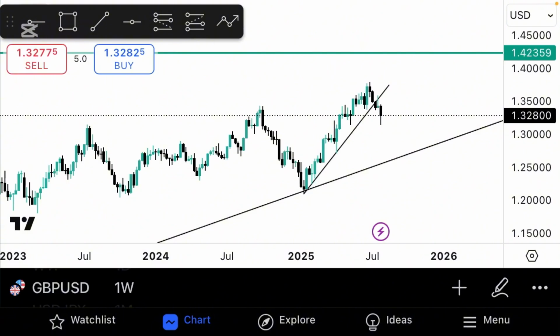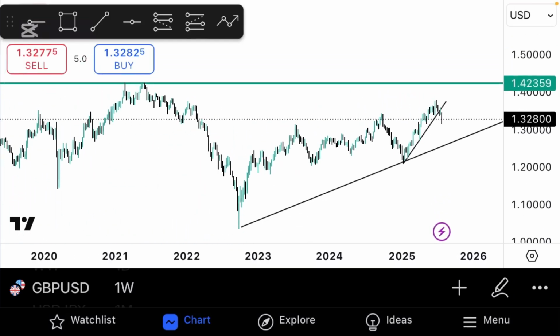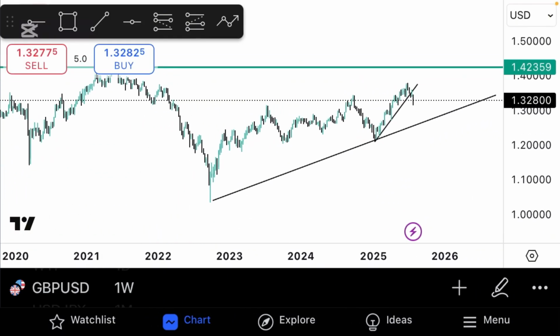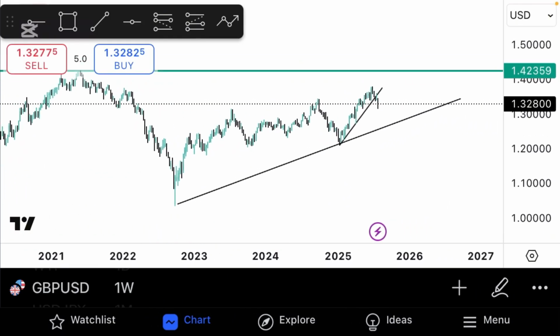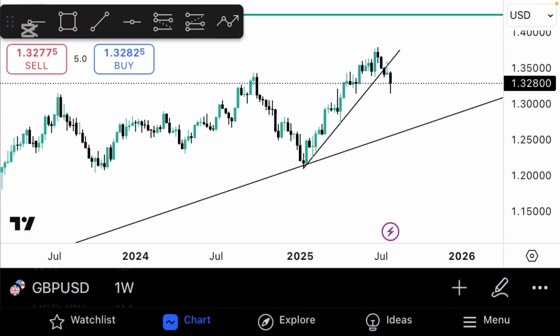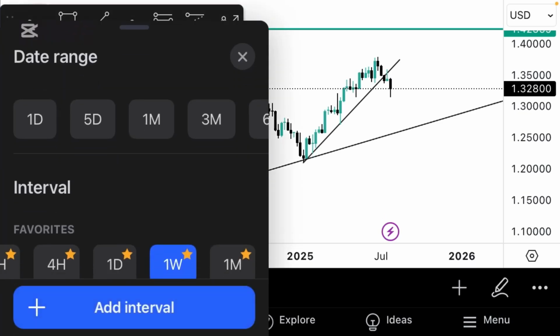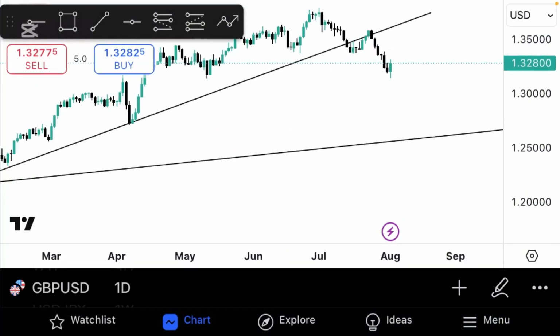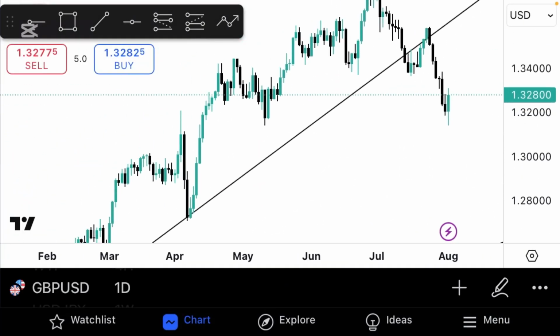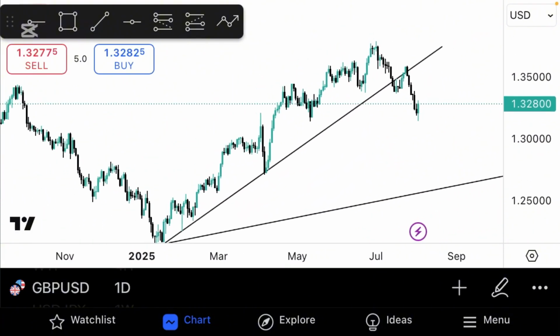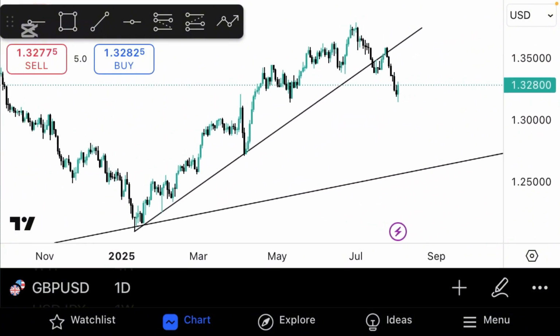Okay, this is looking at GBP USD from the weekly time frame. One can say that it is in an uptrend. But when you step down to a lower time frame as a day trader, you see that the market structure has shifted from uptrend to downtrend. If you move down to the daily time frame, you can see the structure is still showing bullish momentum.